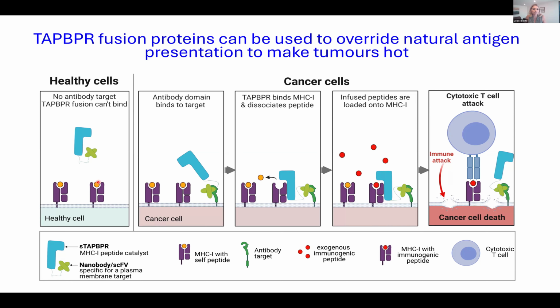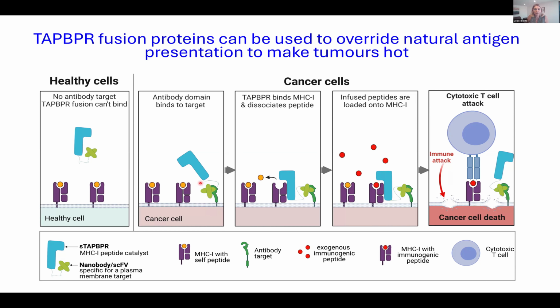So on healthy cells, there's no antibody target, and as a result, this antibody fusion protein doesn't bind. And we actually found that the antibody fragment binds to the MHC, the TAPBPR, and masks the MHC class 1 binding site, which is why it doesn't bind to target negative cells. However, on cancer cells, which express the target protein that the antibody domain recognizes, this then causes the TAPBPR fusion protein to bind via the antibody fragment.